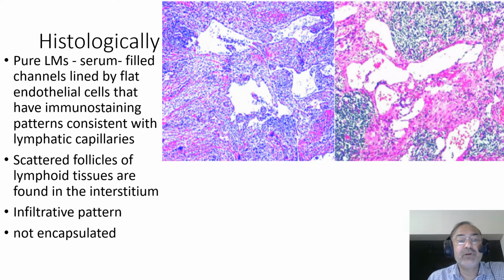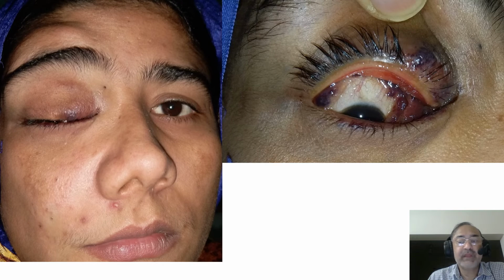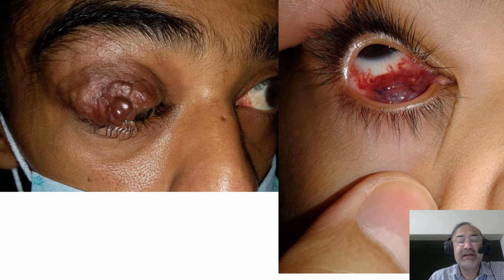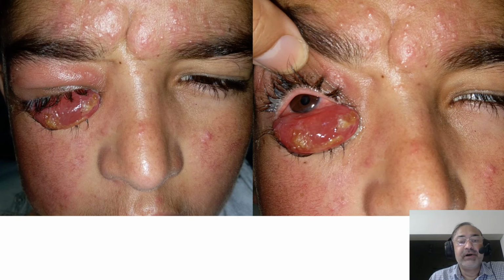Histologically, the pure lymphatic malformations have serum-filled channels lined by flat endothelial cells that have immunostaining patterns consistent with the lymphatic capillaries. Scattered follicles of lymphoid tissue are found in the interstitium. They have an infiltrative pattern and are not encapsulated. So these are some of the cases which I encountered in the last 20 years.